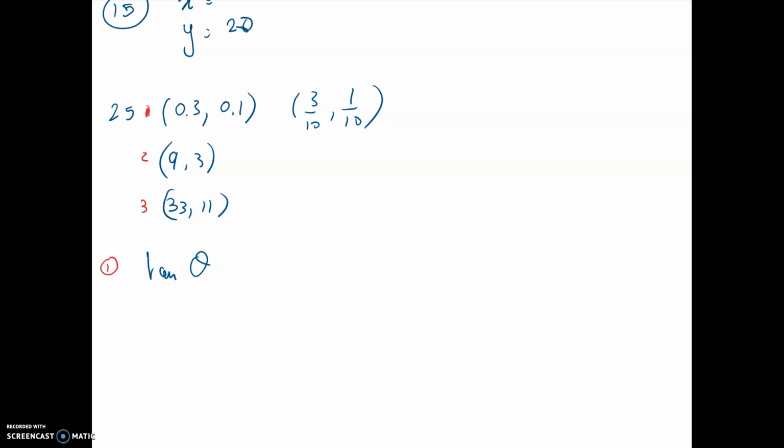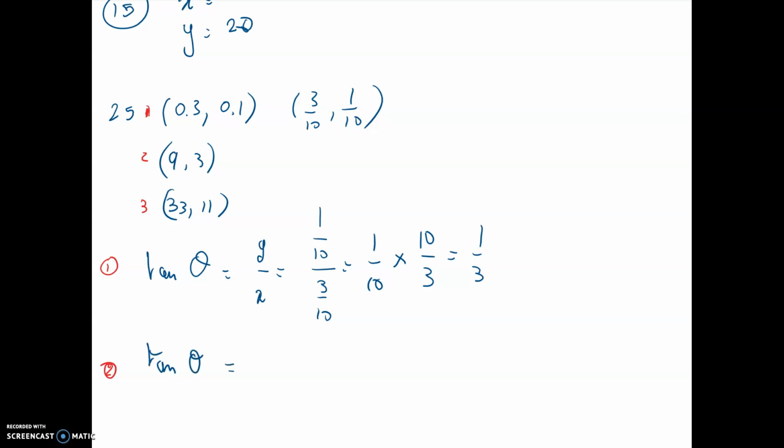What do we have? We have y divided by x, which is 1 over 10 divided by 3 over 10. Like I did in the previous problem, I'm going to flip my denominator, which is going to be 10 divided by 3. So my answer is going to be 1/3. If I'm calculating the tangent theta for point number 2, I will have tangent theta equal to y divided by x again, and this time I end up with 3 over 9, which simplifies to 1/3.